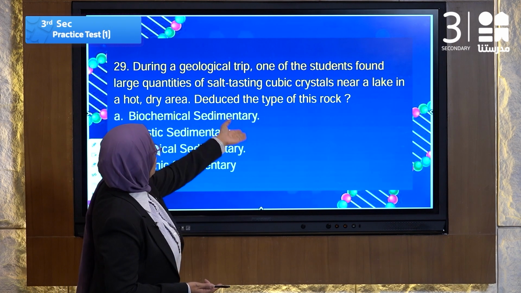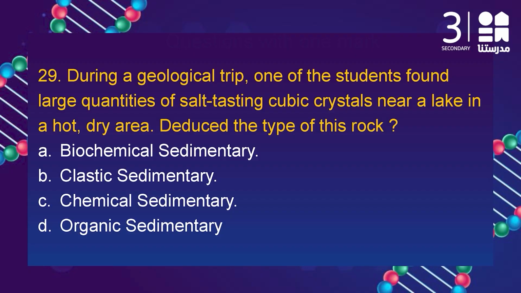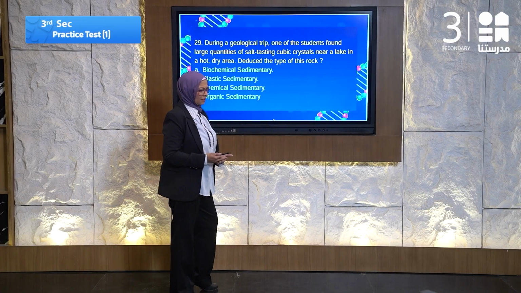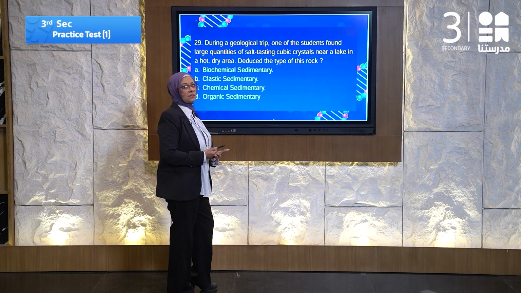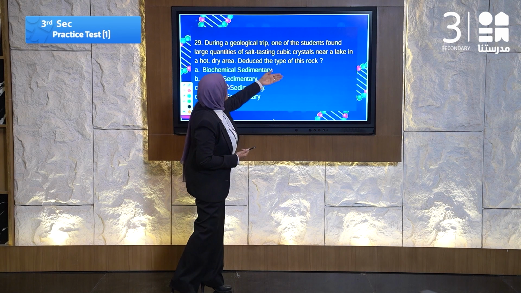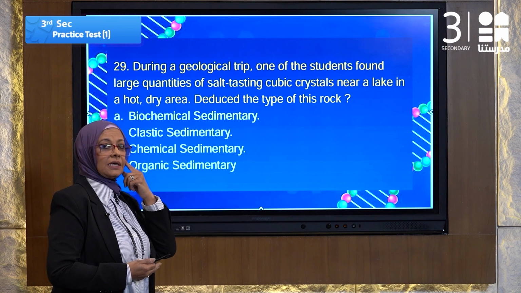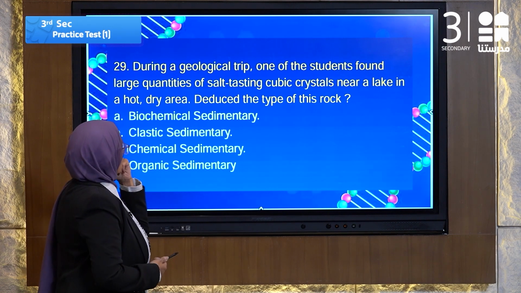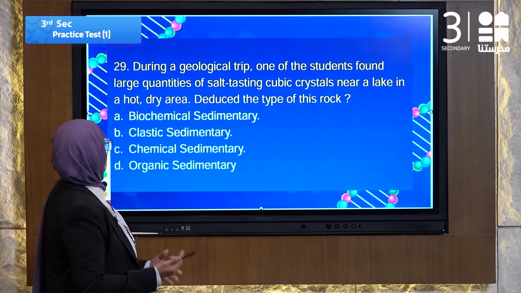Let's read the question again. 29. During a geological trip, one of the students found a large quantity of salt testing cubic crystallized. Salt, testing cubic crystals, near a lake in a hot, dry area. A lake in a hot, dry area means evaporation. Deduce the type of this rock. What is the type of this rock?